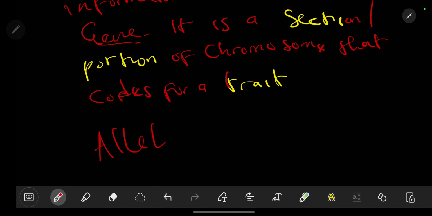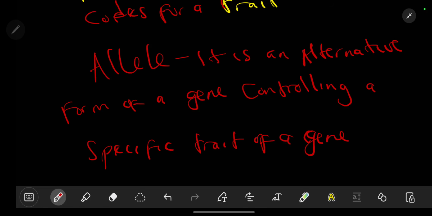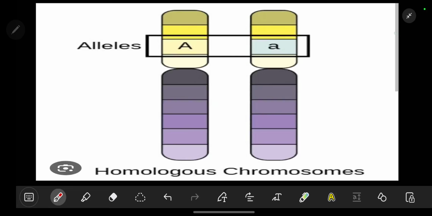Then we look at the allele. An allele is an alternative form of a gene controlling a specific trait. So now let me explain it with a diagram.